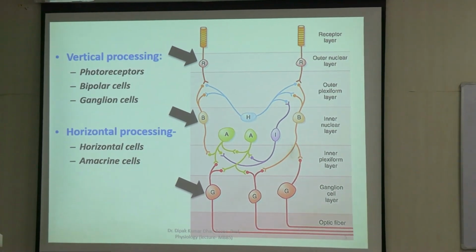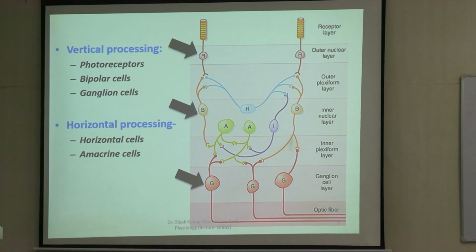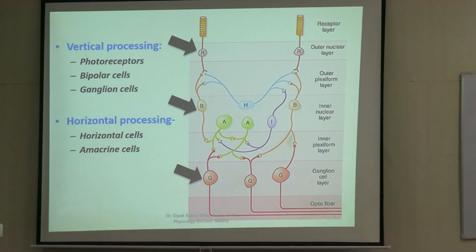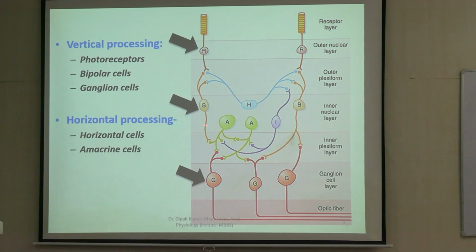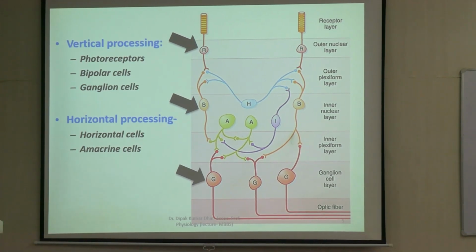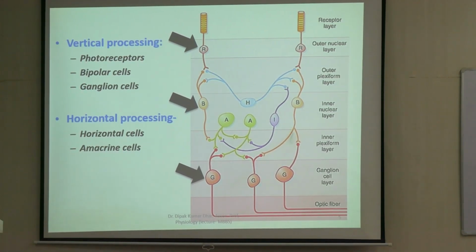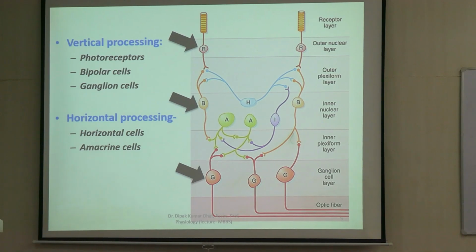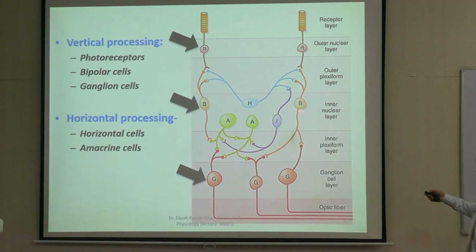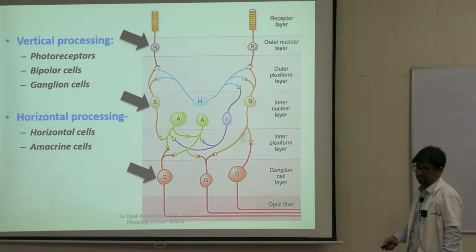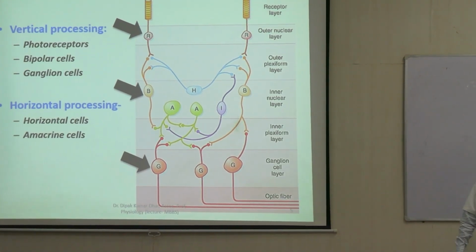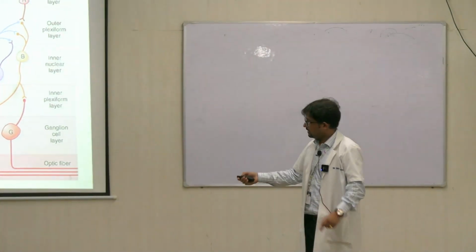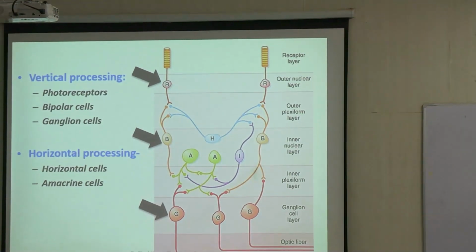This point already I have highlighted that in the vertical series, the cells are the receptors, either rods or cones, then bipolar cells and then ganglion cells. Horizontal processing: in between, another layer of processing is there. In the outer plexiform layer, horizontal processing happens by cells called horizontal cells. And in the inner plexiform layer we have the amacrine cells.